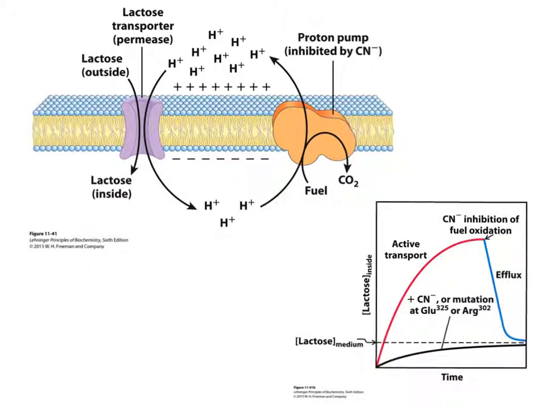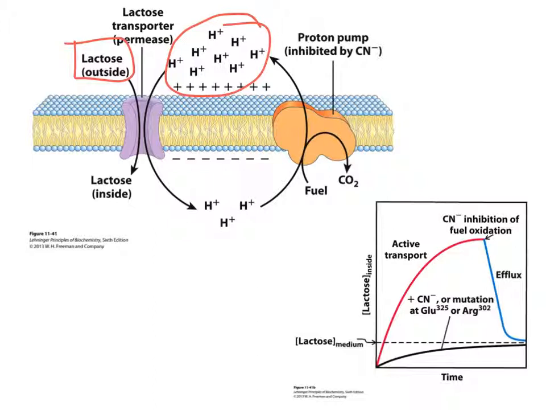Now with these secondary active transporters, we'll take a look at what happens if you affect your energy source. So here we're looking at another example of a secondary active transport process. This is the lactose transporter. It is going to use the proton gradient to provide the energy to transport lactose inside the cell. And that's very similar to the sodium glucose symporter we were just looking at.